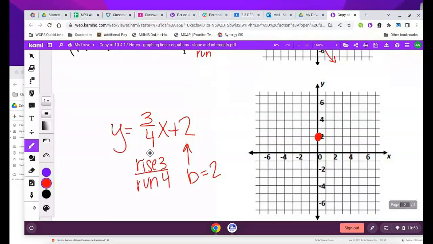So we're going to go up 3 and to the right 4. 1, 2, 3, 1, 2, 3, 4, put your point. Once I have 2 points, I can draw my line. Has a positive slope.